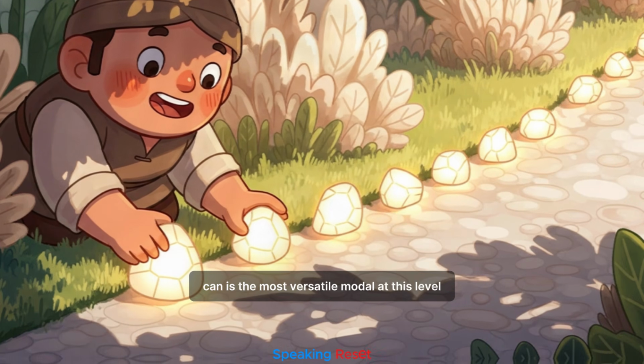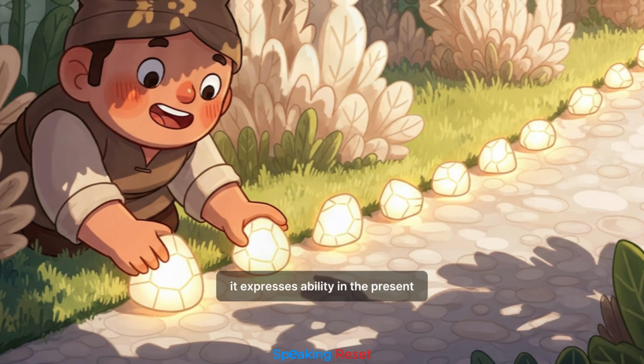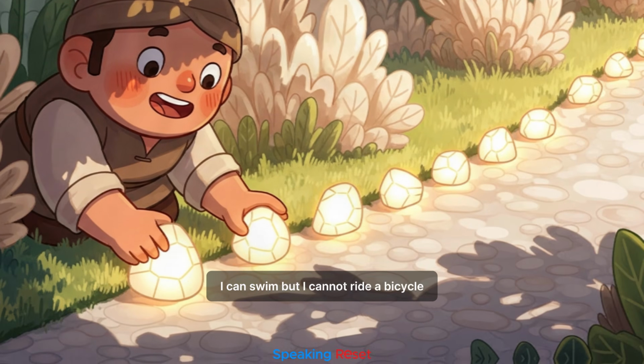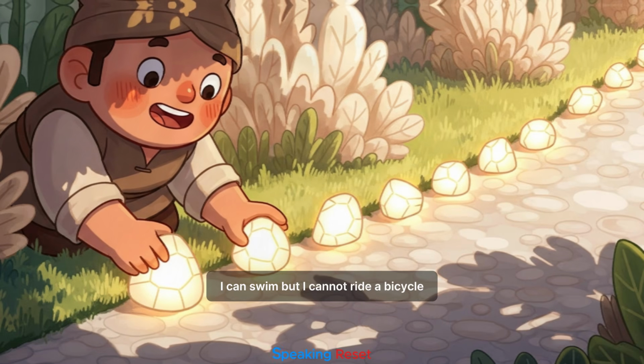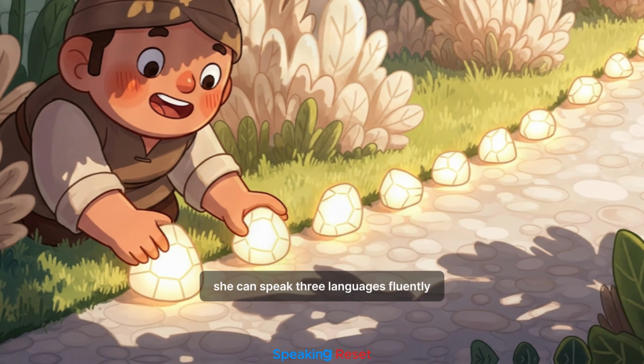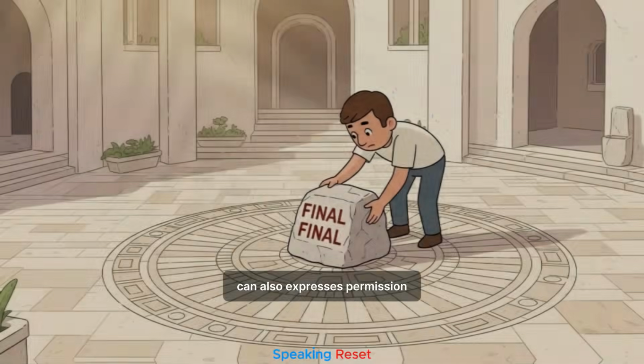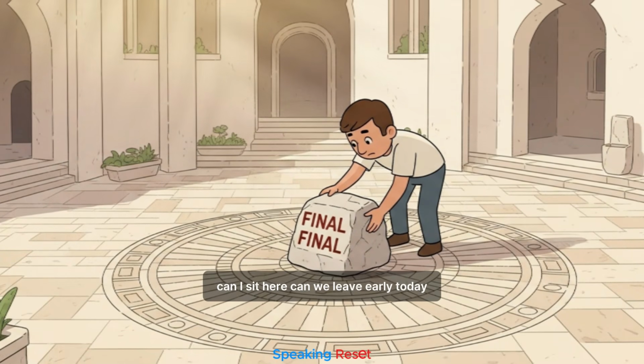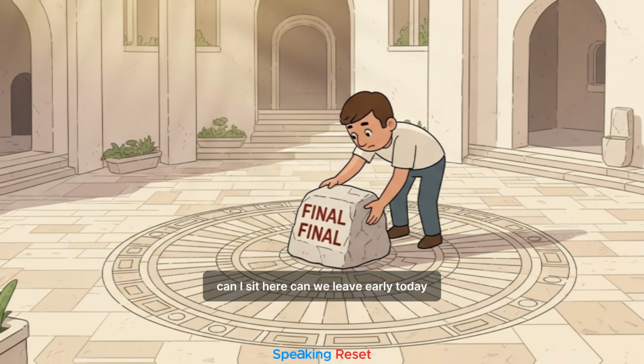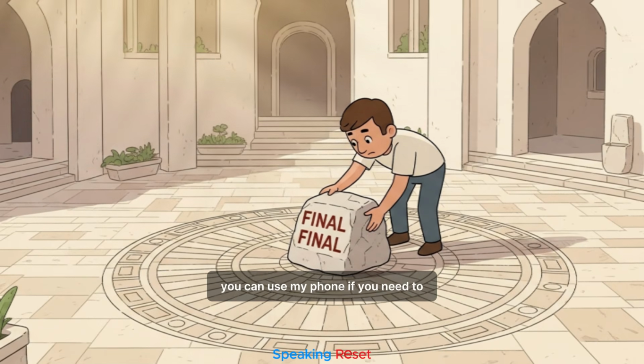Can is the most versatile modal at this level. It expresses ability in the present. I can swim, but I cannot ride a bicycle. She can speak 3 languages fluently. Can you help me carry these bags? Can also expresses permission. Can I sit here? Can we leave early today? You can use my phone if you need to.